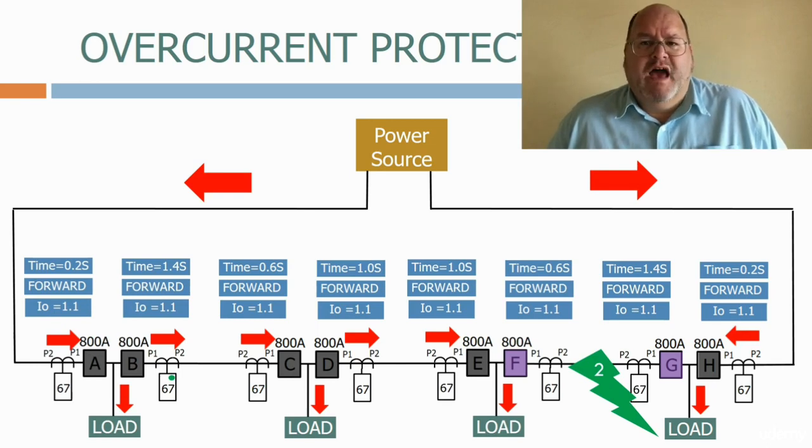We obviously can't look at every network configuration possible, but we should now see how the time current grading and directional elements of an overcurrent relay allow us to provide good fault discrimination for most types of networks. The main issue with using overcurrent relays is the time that we sacrifice to achieve this level of fault discrimination. In some of the networks we've just looked at, it's taken up to 1.4 seconds to clear the fault.